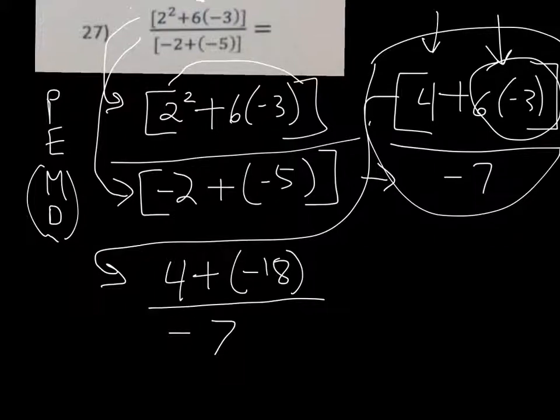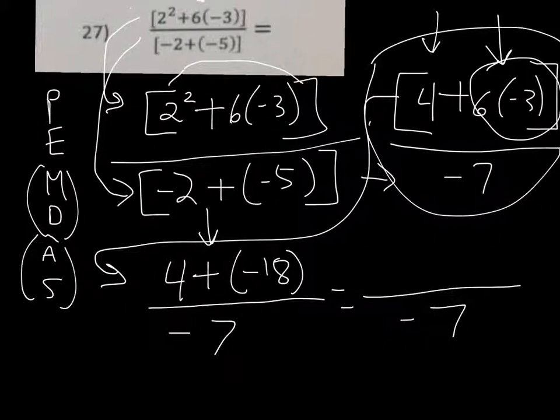So far so good, I hope. Let me rewrite the bottom. Now we got to do our addition and subtraction, left to right. All we have is addition, 4 plus a negative 18. Think of it as I have $4, and I'm going to add a debt of $18. So where am I? I am now in debt $14. Okay, so far so good.